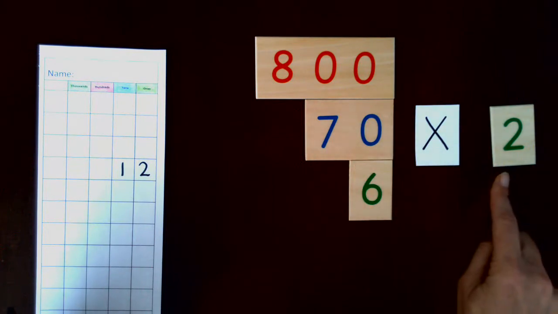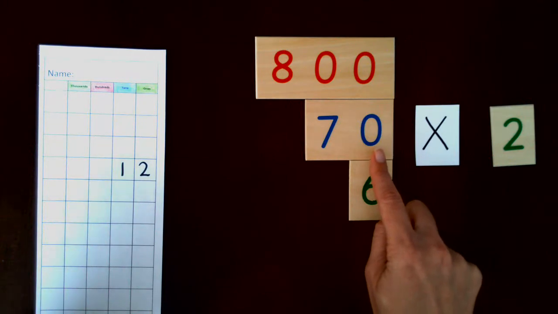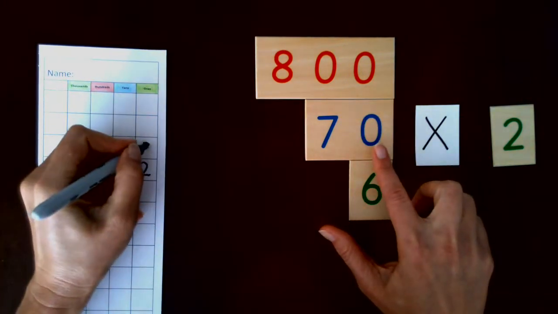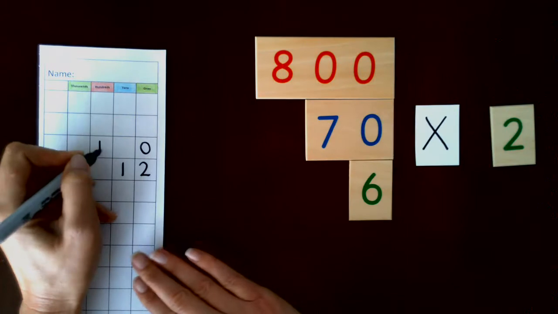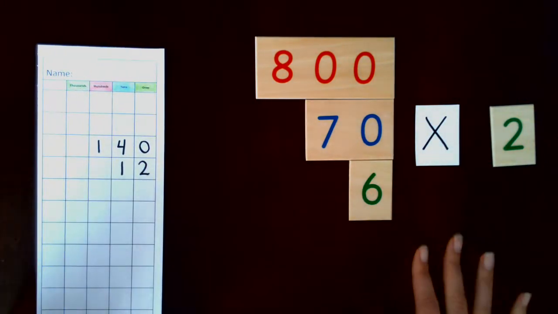70 times 2. Now, if your students aren't familiar with multiplying by multiples of 10, which should be a prerequisite to this lesson, but if they're still not solid on it, you can remind them that 0 acts as a placeholder, and you can cover it and ask them, what is 7 times 2? It's 14, so we're going to put that here. So 70 times 2 is 140.